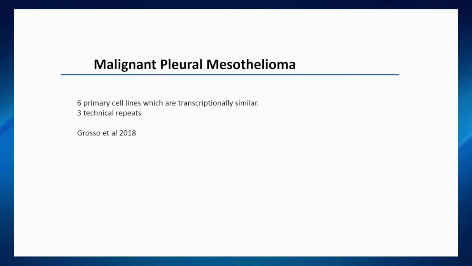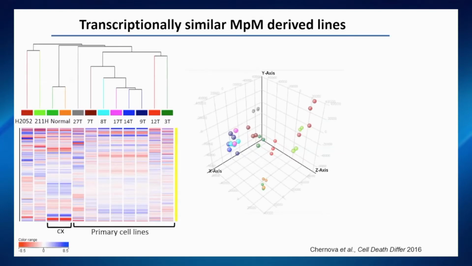So in my unit, we're interested in this. We've made a lot of primary cell lines from this to start understanding and unpicking what's happening in the disease. We've also got animal models where we're looking at early stage, but these are all from patients with end-stage disease. So we've made about 20 primary cell lines, and in this experiment we used 6 that were transcriptionally similar. I'll show you in a minute. It's a very rapidly evolutionary disease, even growing in culture, and we did 3 technical repeats of this.